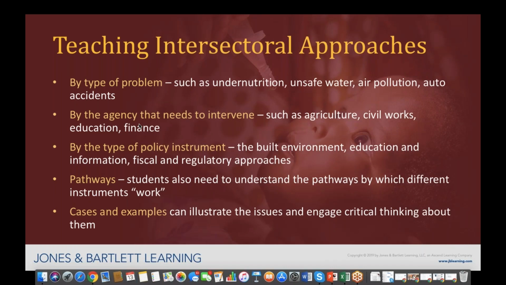So again, I can't encourage you enough to share ideas, hopefully with me and with each other, about how you think one can most effectively enable our students to understand the concept of intersectoral approaches and to think about the policy measures that can be taken to put it in place. But one way, for example, would be to talk about types of problems.